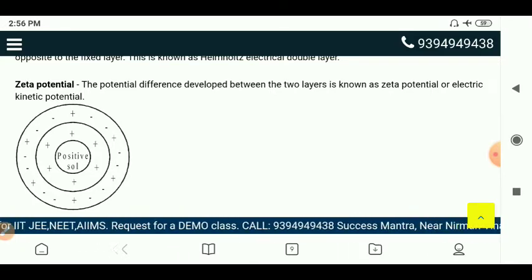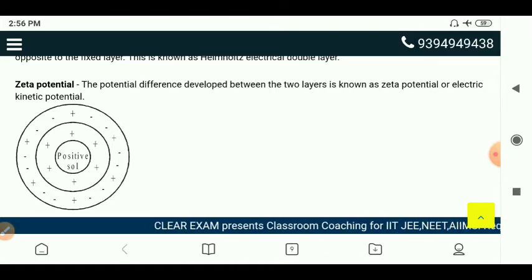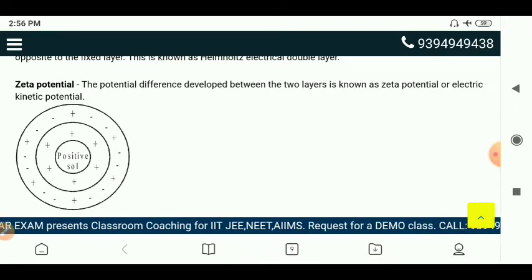While forming the two layers, a potential is formed there. That potential is called the zeta potential. So what is zeta potential? The potential difference developed between the two layers is known as zeta potential or electrokinetic potential. So there is a potential difference between the two layers. Otherwise, the potential difference developed between the two layers is called the zeta potential or electrokinetic potential.